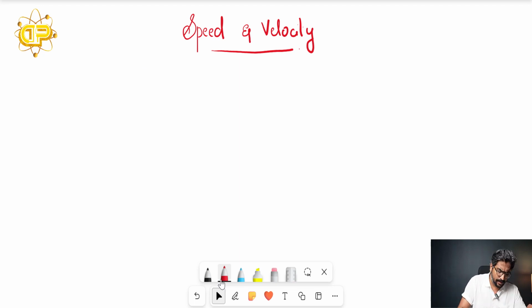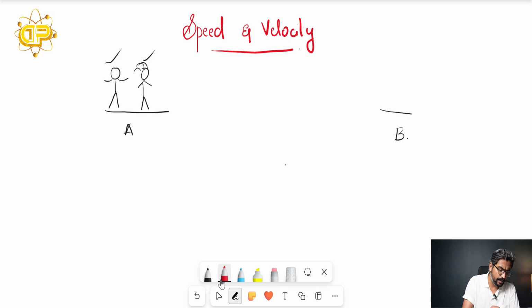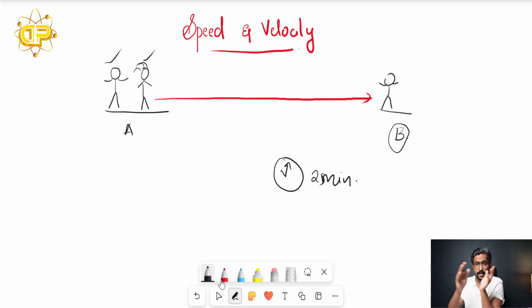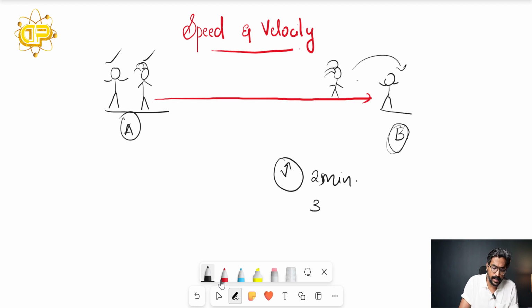So imagine that Suman and Revati both are standing at this particular point A. This is the end point B. Both Suman and Revati move to this particular point B. Just say that they start at a particular time. Suman reaches here in a time of 2 minutes. So within 2 minutes, Suman has reached from A to B, whereas Revati reaches this point in 3 minutes.